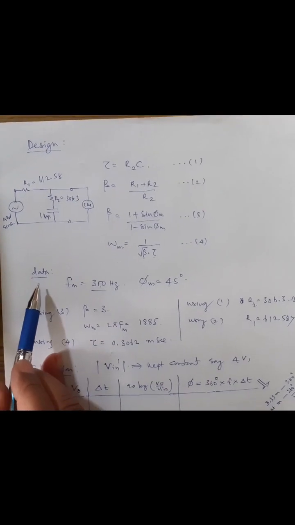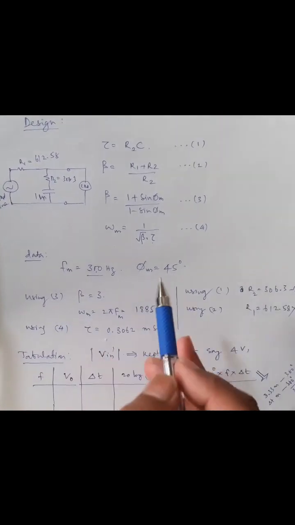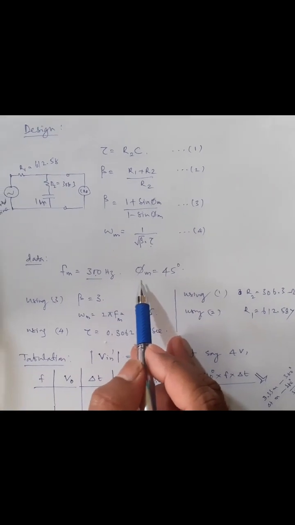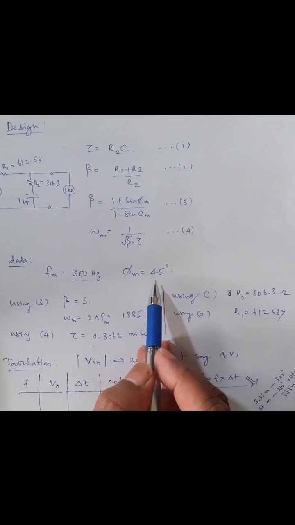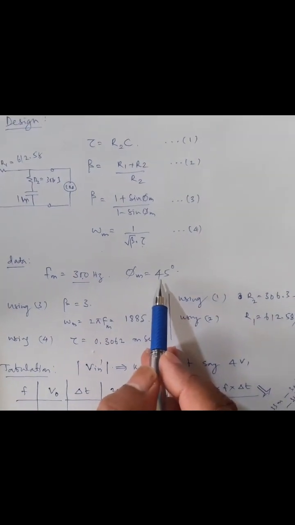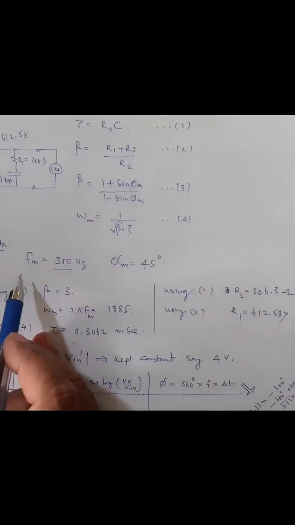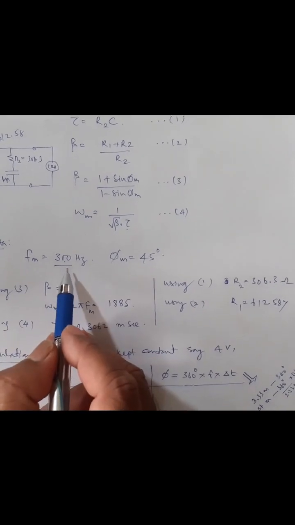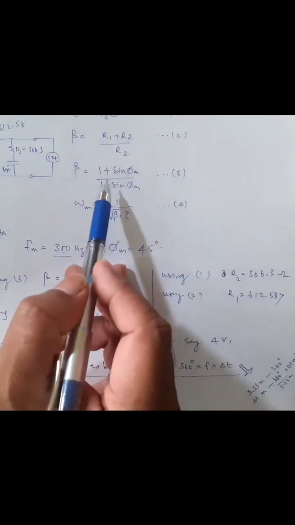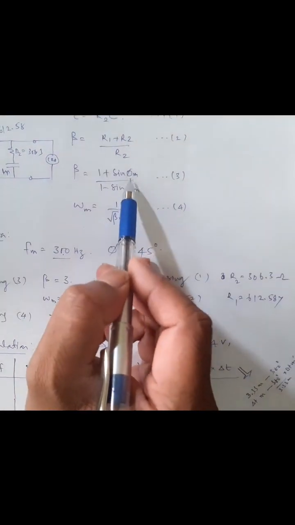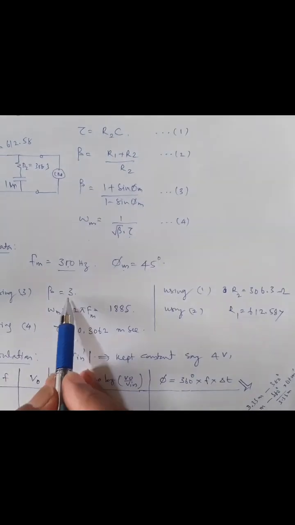So the data required for the design is the frequency at which the maximum phase angle occurs. Here, for an example, I have taken phi m as 45 degrees. That means the phase shift between the output and the input should be 45 degrees, which should occur at a frequency, say, 300 hertz. So first you start with equation number 3.